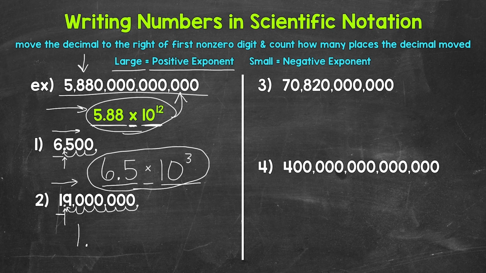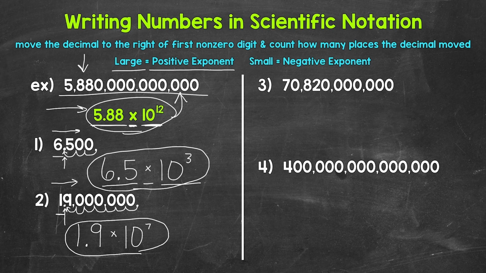So we write 1.9 and we leave all of the zeros to the right off, times, and now we need our power of 10. So how many places did the decimal move? Well, 7. So that is our exponent. And this is our scientific notation for number 2: 1.9 times 10 to the power of 7.